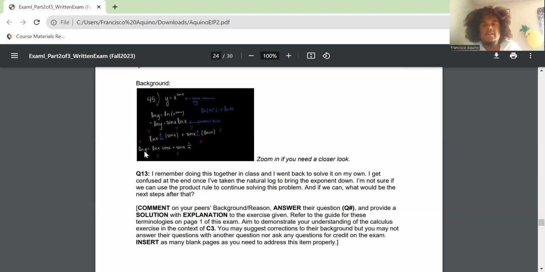If you had used implicit differentiation using the derivative rules, you would have gotten ln of y turns into 1 over y with a factor of y prime, or dy dx, depending on whatever notation you want to use. And that's important because to solve this problem, you want to multiply both sides by y to cancel out this y here. And you would end up having y prime equals y times ln of x cosine x plus sine x times 1 over x.